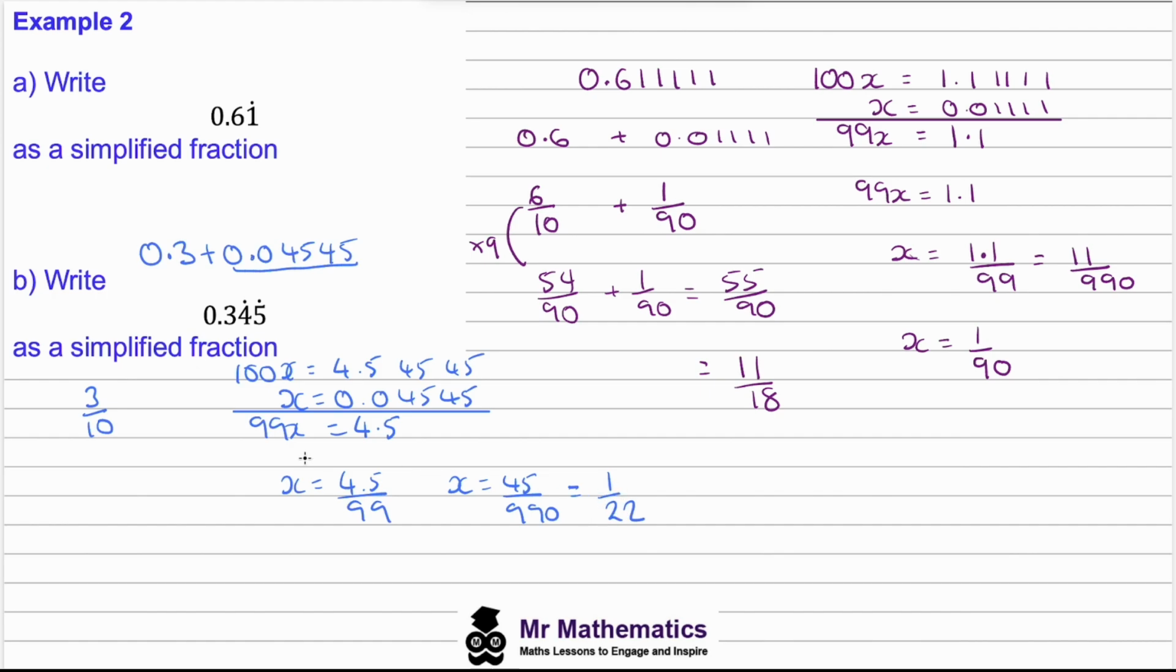Now we'll add this to the 3/10. And we can add these two together on our calculators and we get 19 over 55. This will be our simplified fraction. Okay?